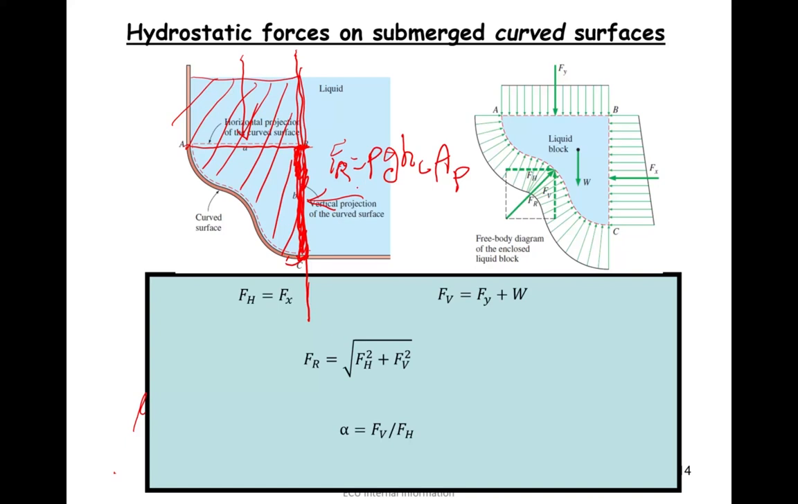The line of action for the horizontal force is exactly similar to what we said before. So we treat it this way, and if we want to know the angle of the resultant, then we can simply do that.